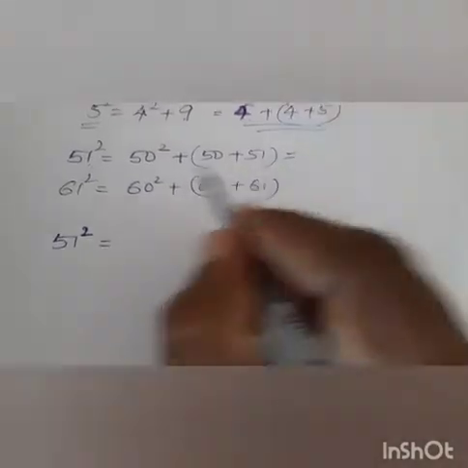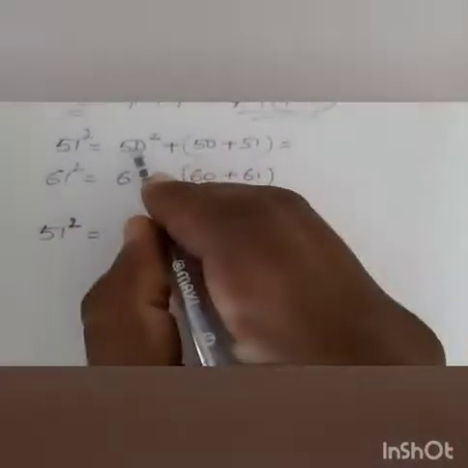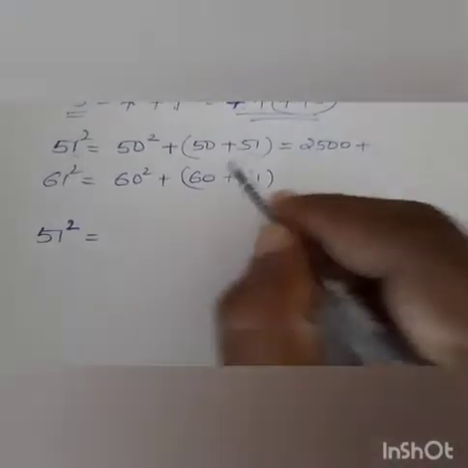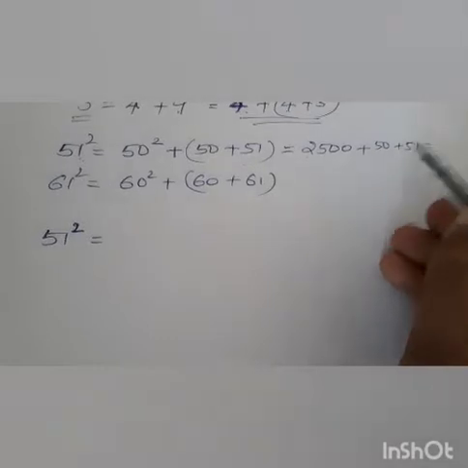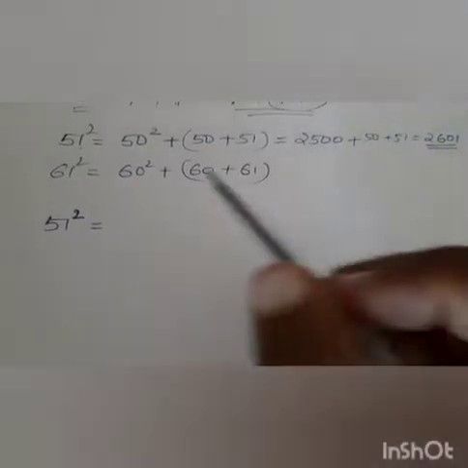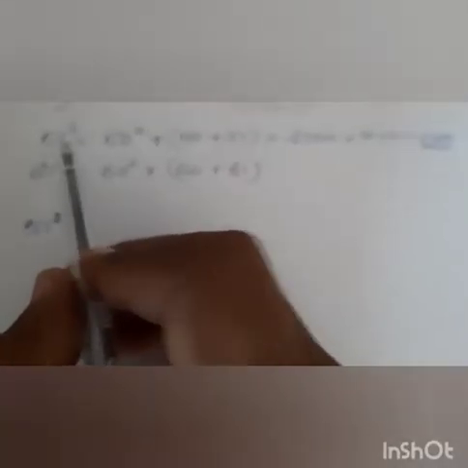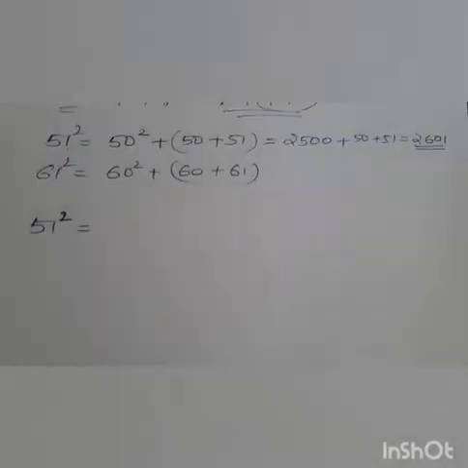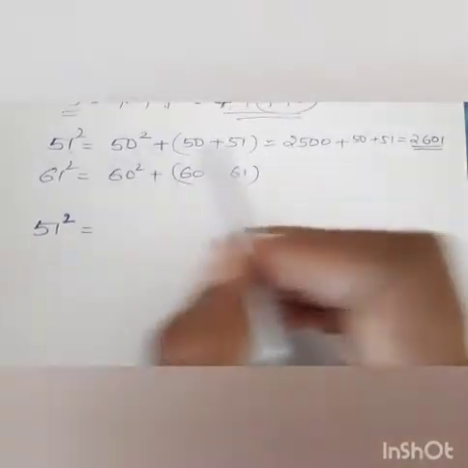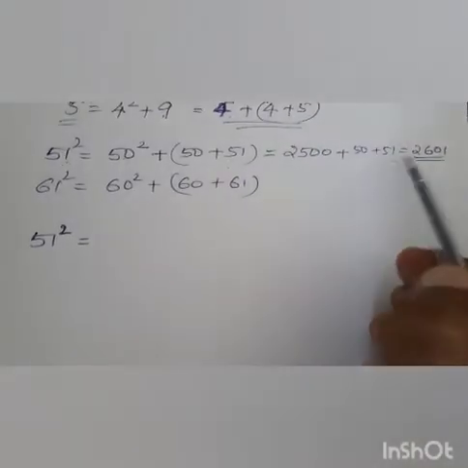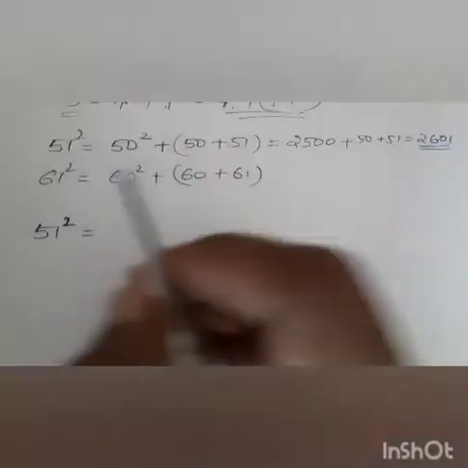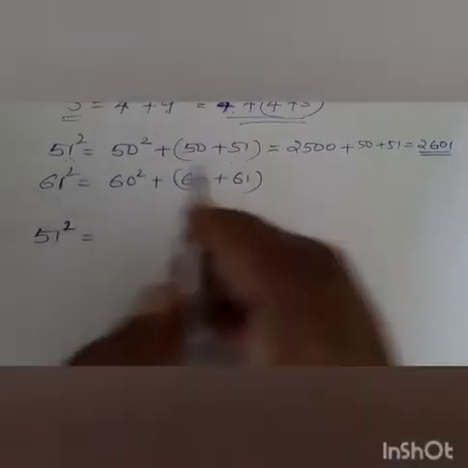If we calculate the sum, 51 square is equal to 50 square, means 5 square is 25, so 50 square is 2500, plus 50 plus 51. We will get 2601. So without calculation, 51 square we can do with this pattern. So 51 square is 50 square plus 50 plus 51. So 50 square is 2500, then 50 plus 51. So we will get the answer 2601. Same like we can find out the square of 61.